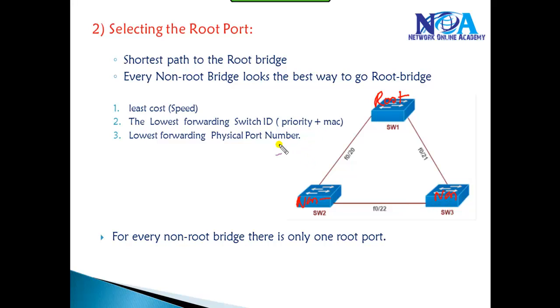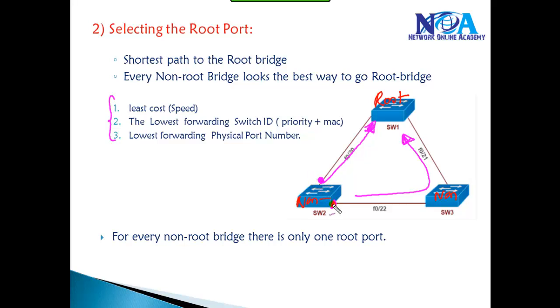Now every non-root bridge looks for the best way to go to the root bridge. So they have to look for the best way. This is one route they can go, and there is another route they can go like this. Out of these two routes, any one can be the best. If I assume that this is the best, there are some conditions for that. I will come back to the conditions.